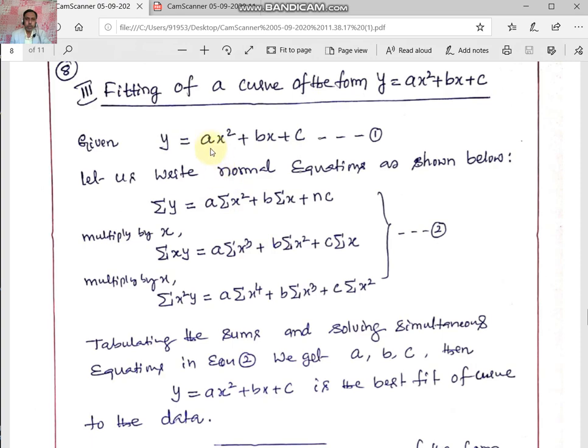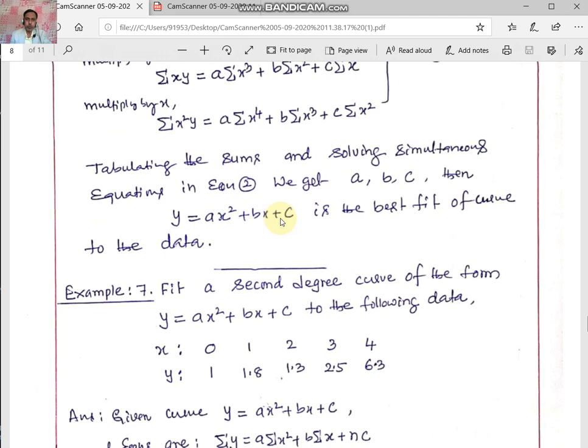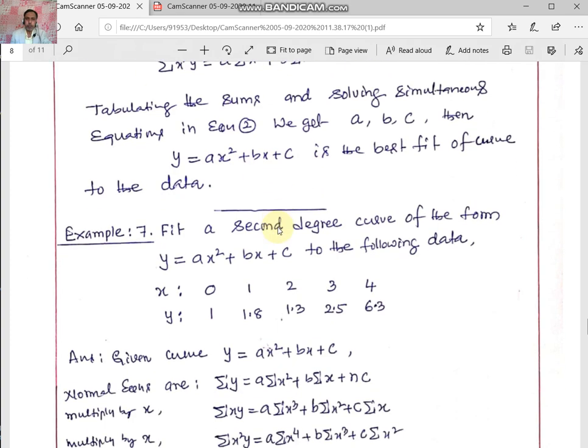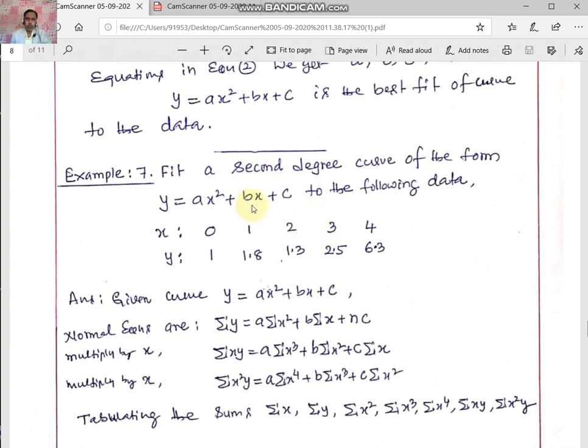Now let us find A, B, C constants using these normal equations and substitute into the second degree equation. That makes the best fit of the curve to the given data. In the example, let us observe: fit a second degree curve of the form y is equal to ax square plus bx plus c to the following data. X values 0, 1, 2, 3, 4, y values 1, 1.8, 1.3, 2.5, 6.3.